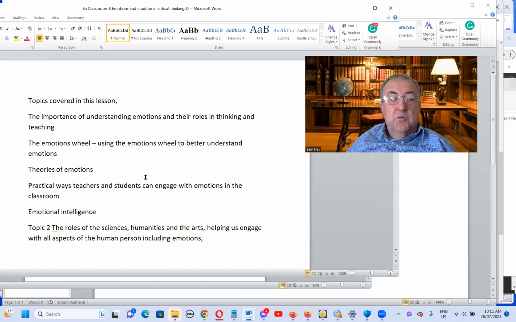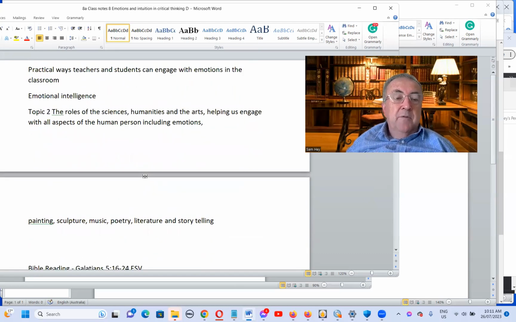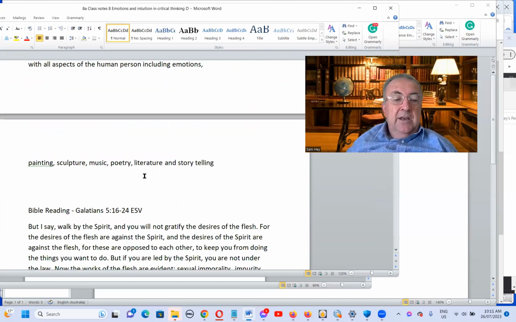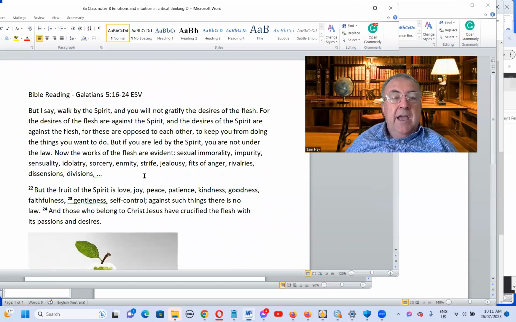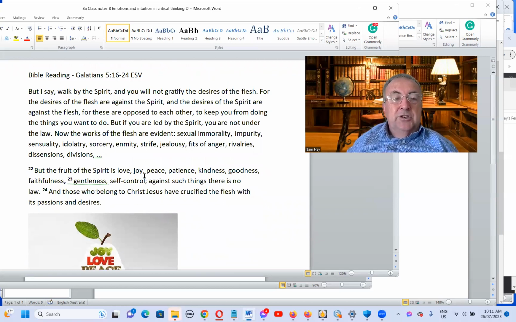In this section of the class, we'll look at the importance of understanding emotions and their roles in thinking, and the emotions wheel, and some theories on emotions and the value of emotional intelligence, before moving on to consider the role of science, humanities, arts in helping us to engage with all aspects of emotions.